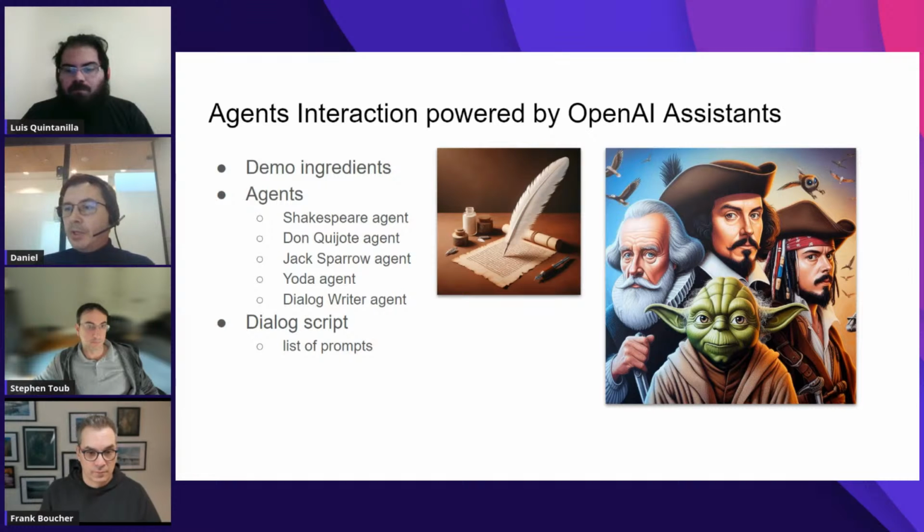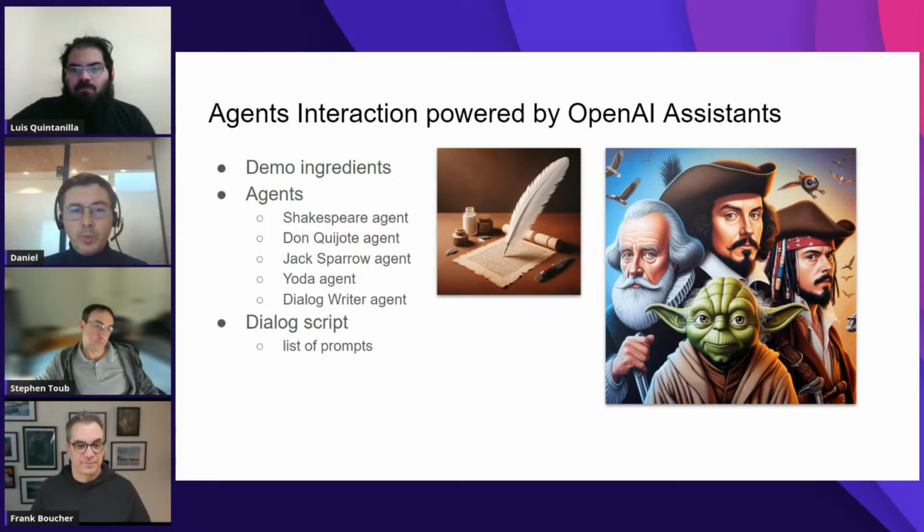Welcome. Switching back to the demo ingredients. So I have played with more agents, and I have created some. I brought here in the demo some well-known heroes: Shakespeare, Don Quixote, Jack Sparrow, and Yoda. All of them are talking in their own style, and the purpose of this is to see how these agents are really collaborating, and if they are aware of the history of the chat, and if they are really doing their job independently.